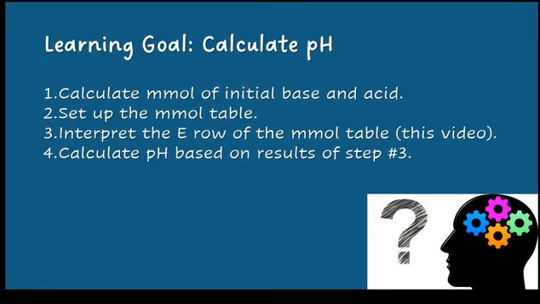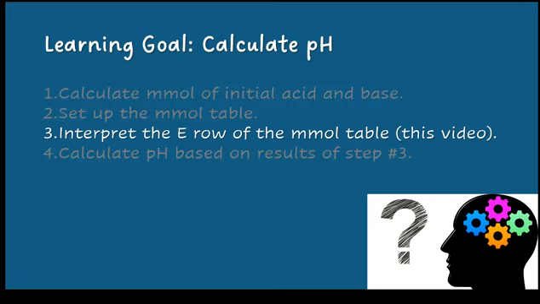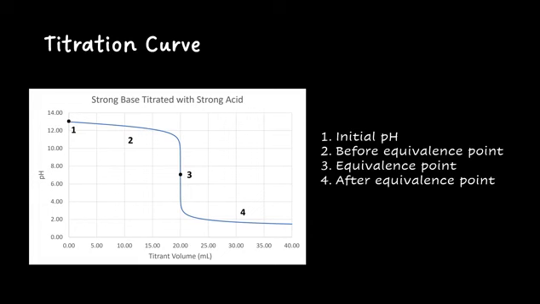In order to focus on the interpretation, we'll take a look at 3 completed millimole reaction tables, determine what the E row is telling us, and identify where this specific situation lies on the titration curve. Let's first take a quick look at a strong base titration curve to remind ourselves of what this looks like.